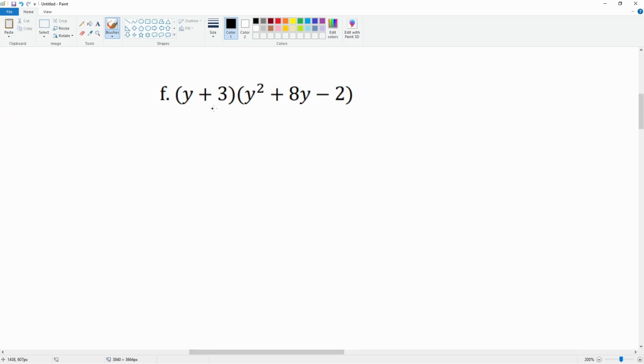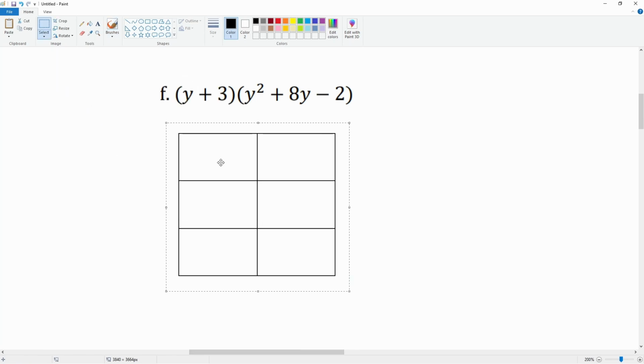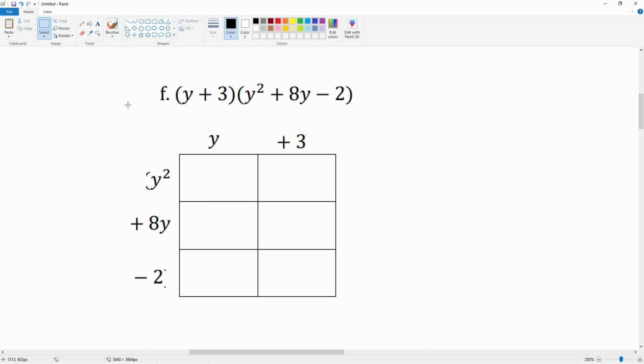Lastly, we also have a binomial times a trinomial, so that is a 2 times 3, so that should look like that. Let's bring each term out here. We have y plus 3, y squared plus 8y, and the minus 2. So the first polynomial in the parentheses was the columns, and then the trinomial, the second polynomial, was the rows. Now we can just multiply.